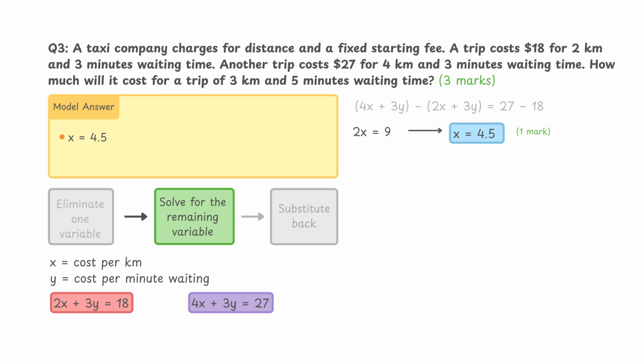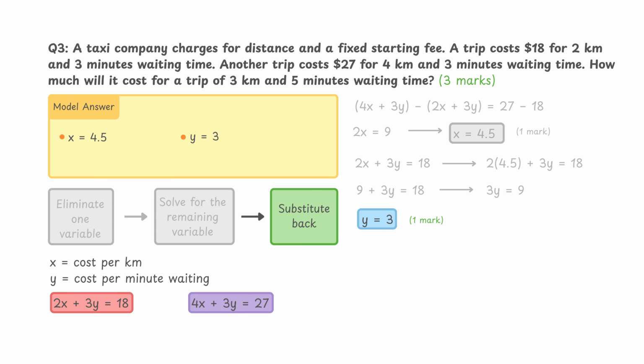Next, solve for the remaining variable. We substitute the value of x into one of the original equations. Let's use the equation 2x plus 3y equals 18. Now substitute x equals 4.5. 2 times 4.5 plus 3y equals 18. Now calculate 2 times 4.5, which gives us 9. So we now have 9 plus 3y equals 18. Next, subtract 9 from both sides to isolate 3y. 3y equals 18 minus 9. So we get 3y equals 9. Now divide both sides by 3. y equals 3. So the cost per minute of waiting time is $3. This earns 1 mark.